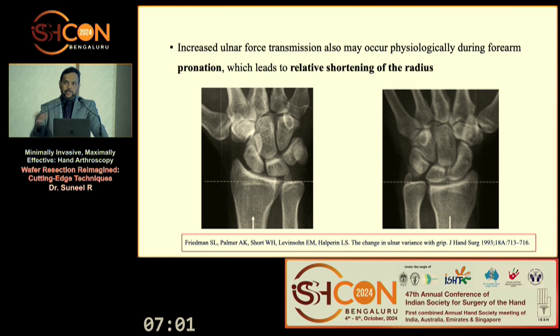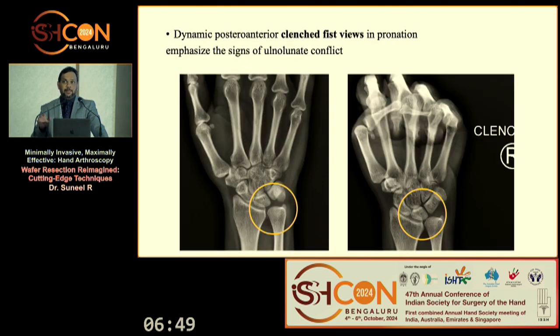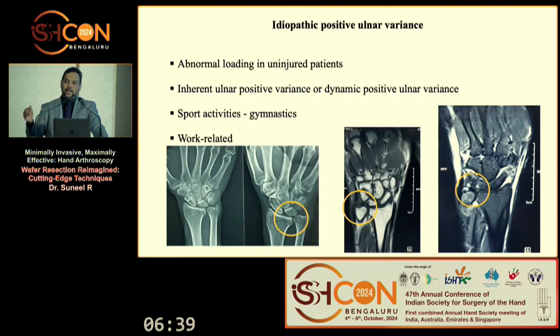And before going to a pathological variance, some physiological changes have to be noted, especially when you pronate your forearm, your radius gets relatively shortened. So that's the difference between a PA and AP view. And when you dynamically load it, like in a clenched fist view, you find the ulna moving much distally. So with these two physiological changes happening with rotations, there is something called an idiopathic positive ulnar variance, where there is no history of injury. There it is just an abnormal loading in an inherently ulnar positive or neutral variance, or a dynamic ulnar positive variance, which happens mostly in sportspersons or work related.